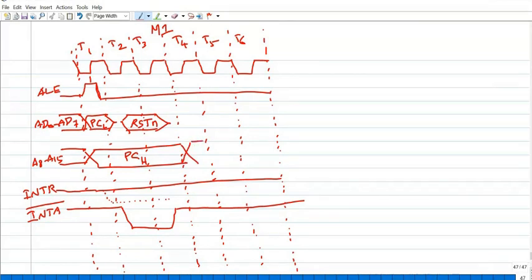Then 4, 5, 6. During 4, 5, 6, the processor decodes. So what kind of operation it is? By reading the opcode of the corresponding RST instruction.